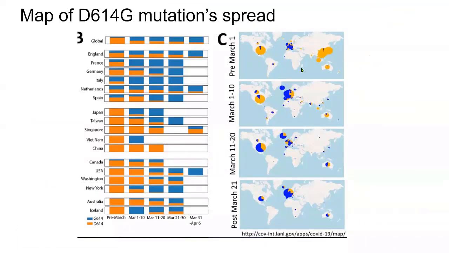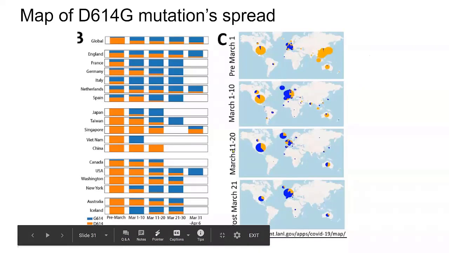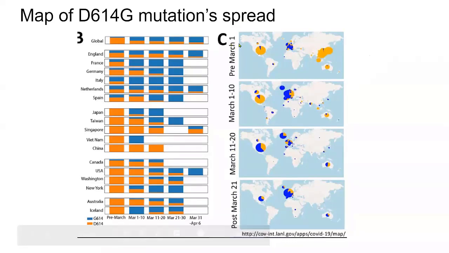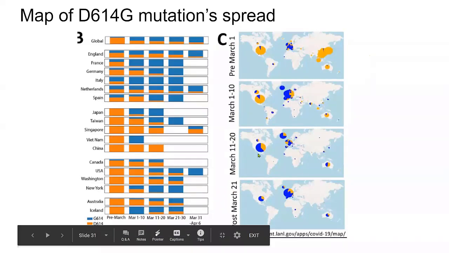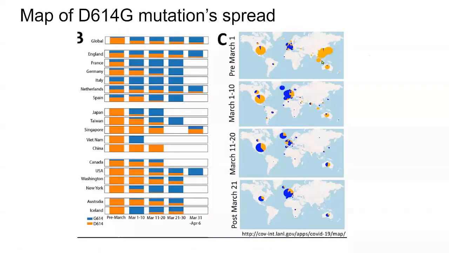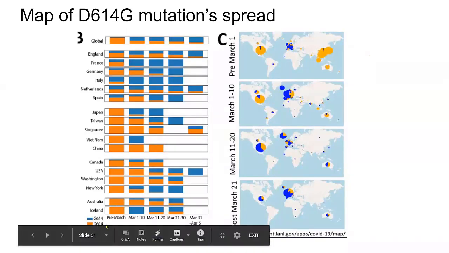So this is a map of the world. Dates: before March 1, this is the month of March. And this is by country. So I'll start with the map. The yellow is the Wuhan virus, the original. D is the amino acid, it's aspartic acid. G is glycine. So the original Wuhan virus had aspartic acid in position 614. The mutant has glycine there.